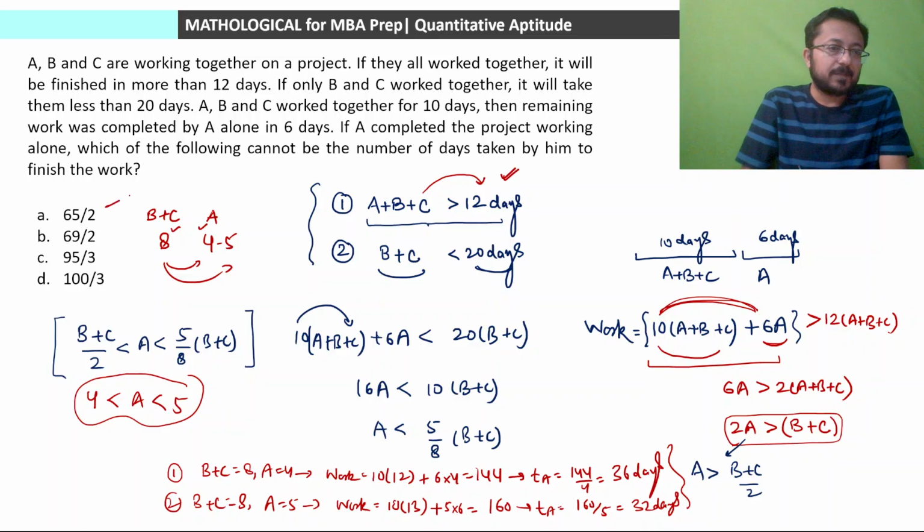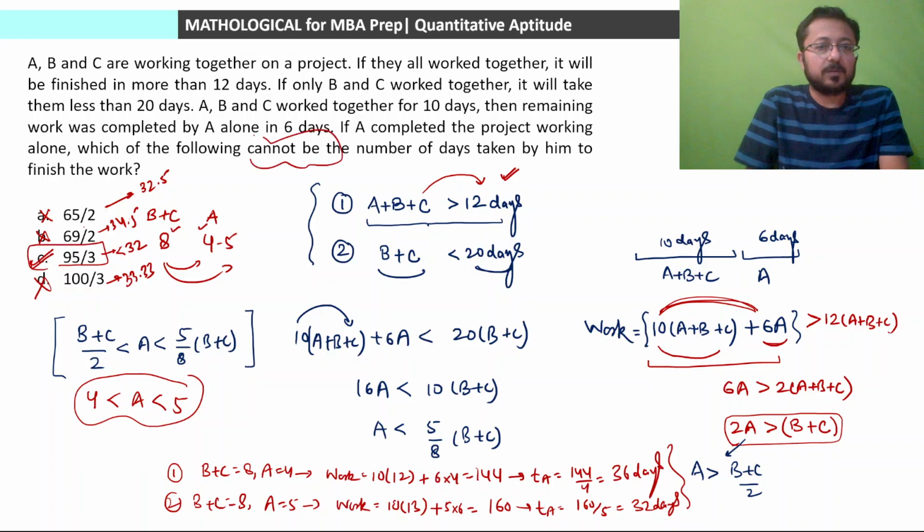Now in the first part the answer is 65 by 2, which is 32.5. So this is possible, so this will not be the answer. Second, 34.5, again possible, so it will not be the answer. Third case, 95 by 3, which is less than 32. This must be the answer. And option D is 33.33, which is again possible, so this will not be the answer. So only option C is possible as the answer. Cannot be, because the question asks for 'cannot be'. So A, B and D are possible values of time taken by A. So C is definitely the case which is not possible. Is this clear?